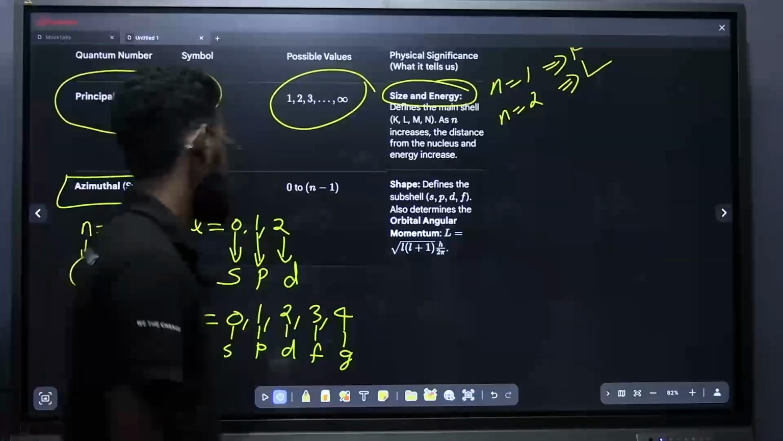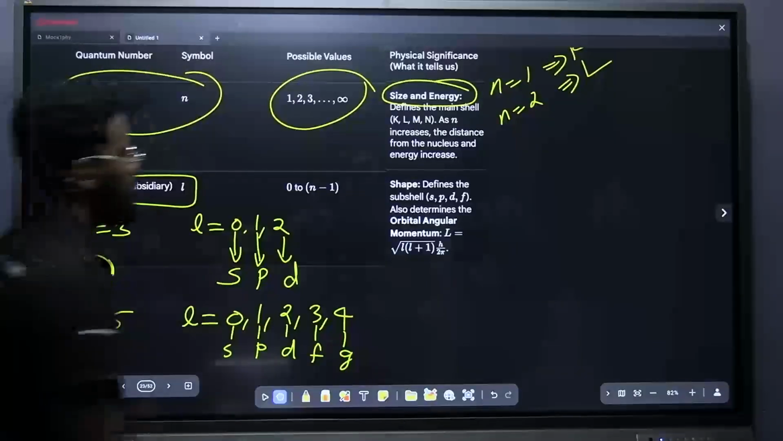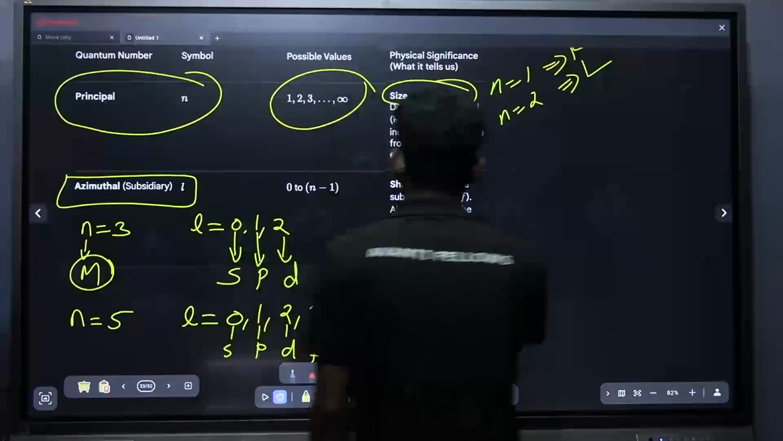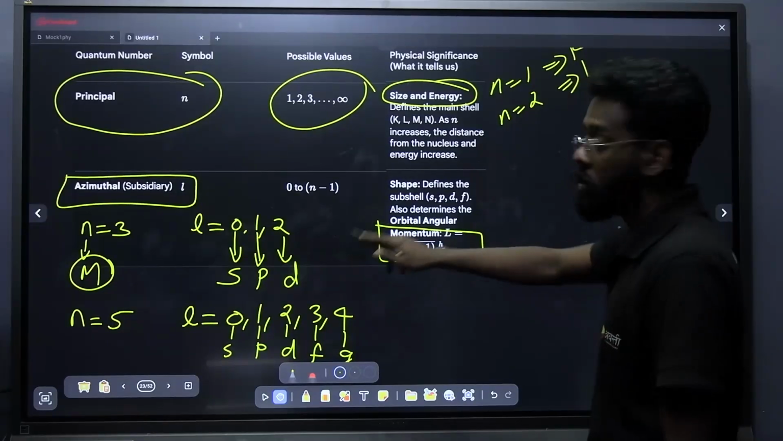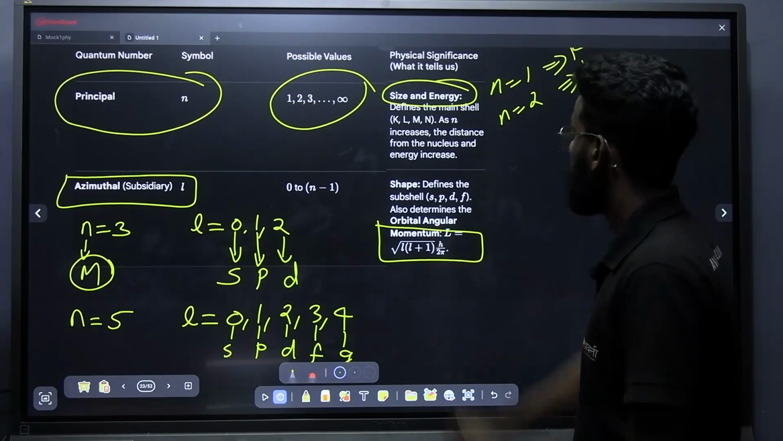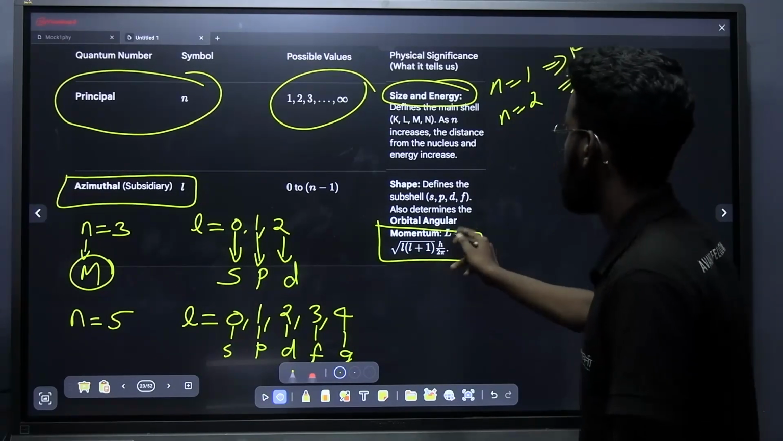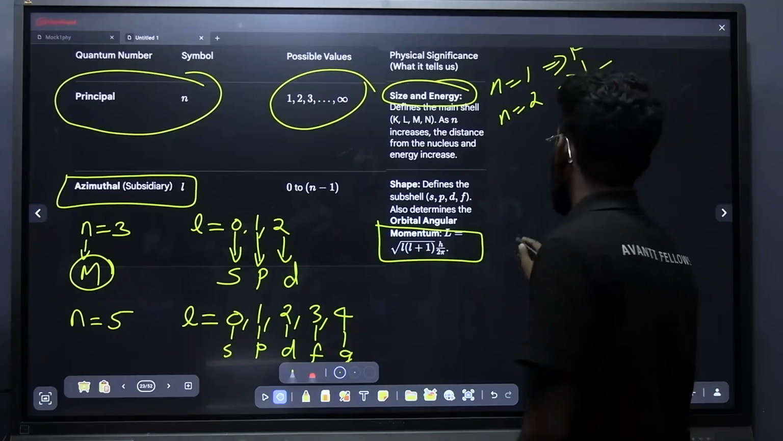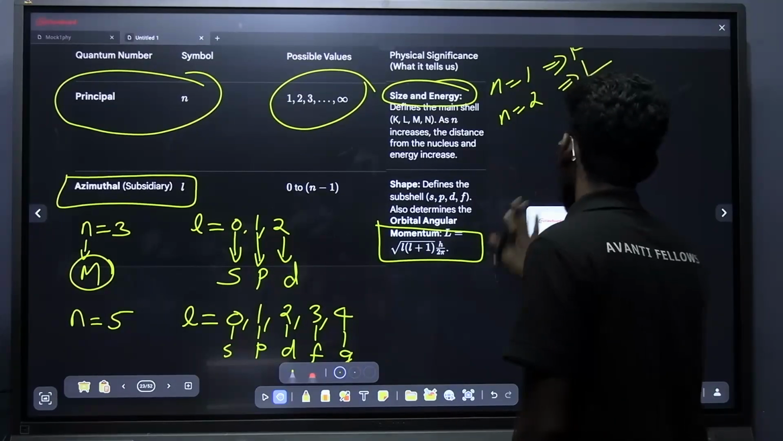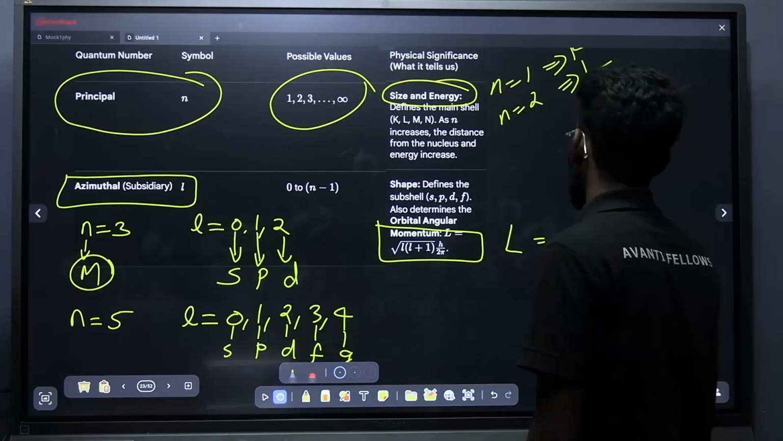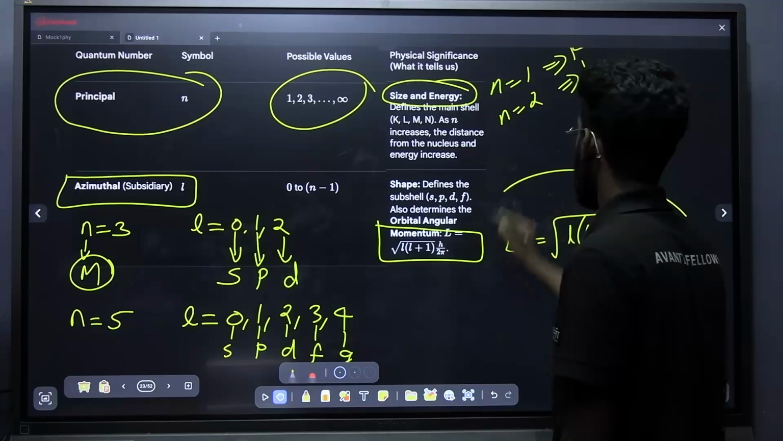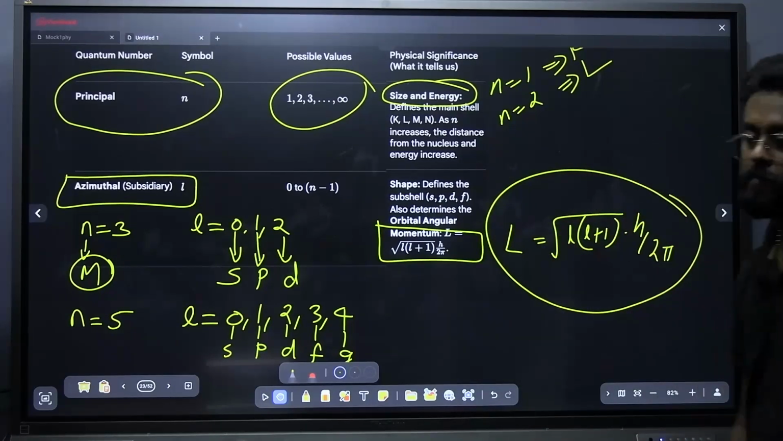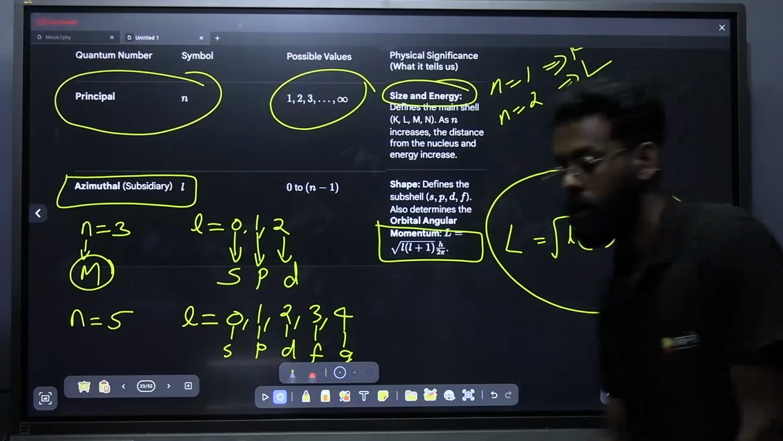Yes, sir. Okay. Now another point I want everyone to take note of is angular momentum. The azimuthal quantum number defines the orbital angular momentum, and the orbital angular momentum value L is equal to root of l into (l plus 1) times h by 2 pi. This is an important equation. A question has been asked directly. Take a note of it.